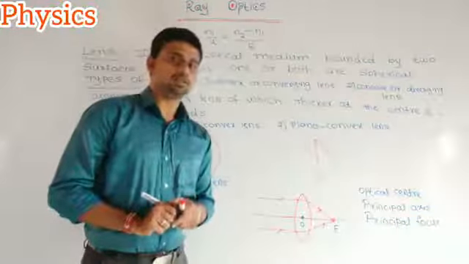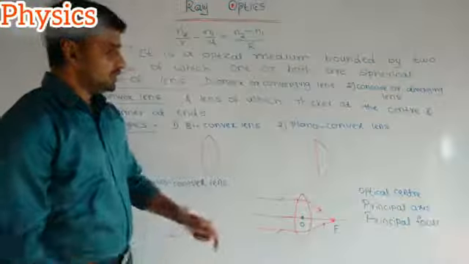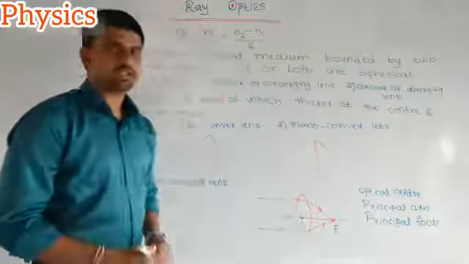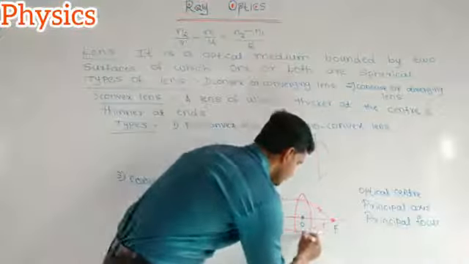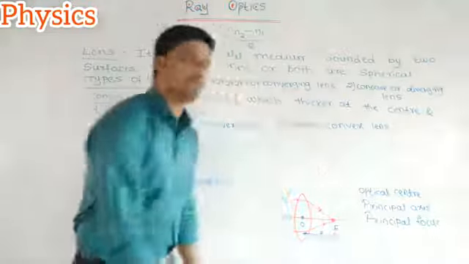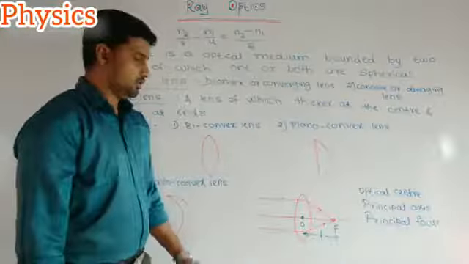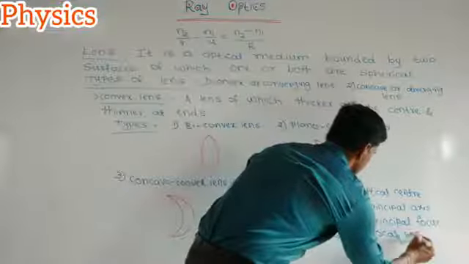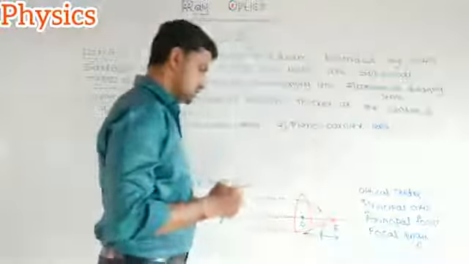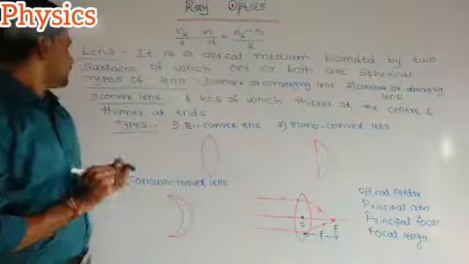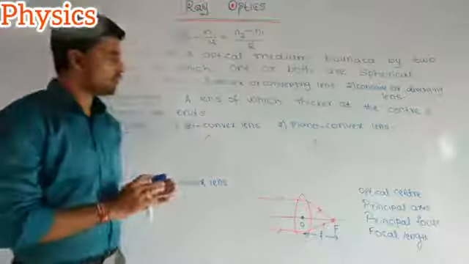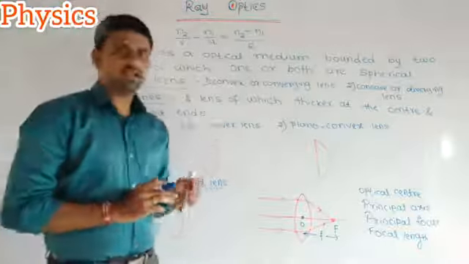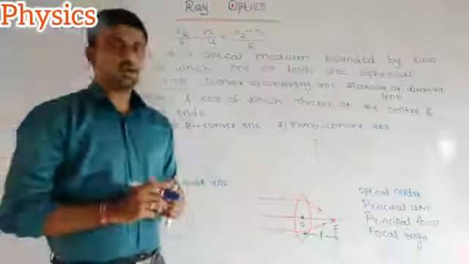Another term you should remember here is that the distance from the optic center to the principal focus is called the focal length. The distance from the optic center to the principal focus of the biconvex lens is called the focal length. These are some of the important terms you should remember in the case of a convex lens. That is about the convex lens. Now let us see what we mean by a concave lens and why we call it a diverging lens.